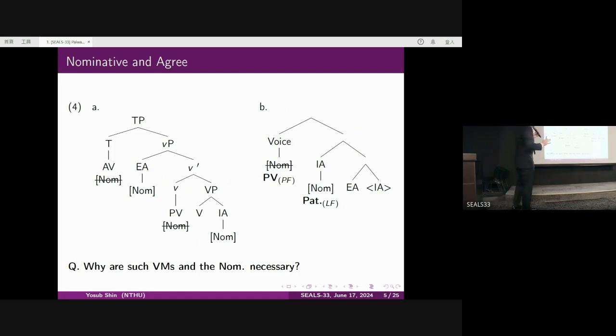So these are the assumptions that I'd like to make, but what is actually more important is, if these kinds of assumptions are on the right track, then what is the nature of these kinds of voice markers and nominative case? So that's the core question that we have to ask. In other words, what's the conceptual necessity of these kinds of features and these kinds of constituents? So that's the core question to ask.